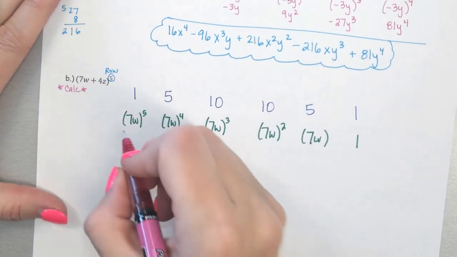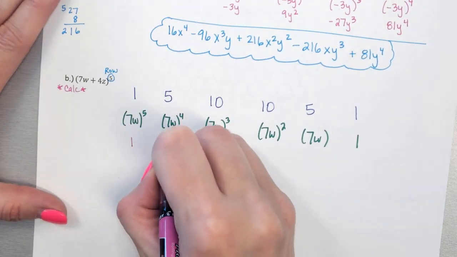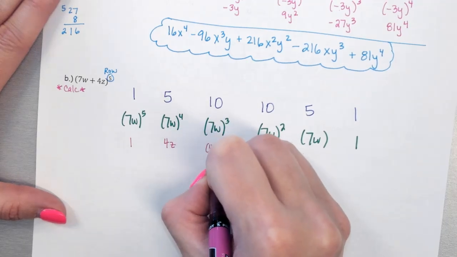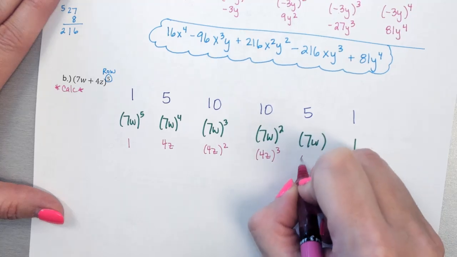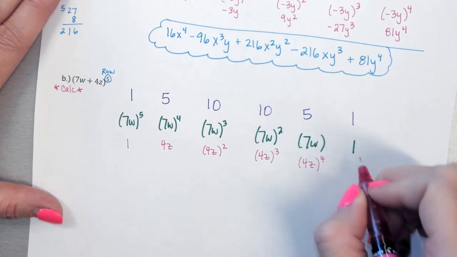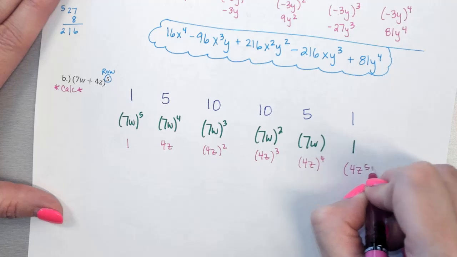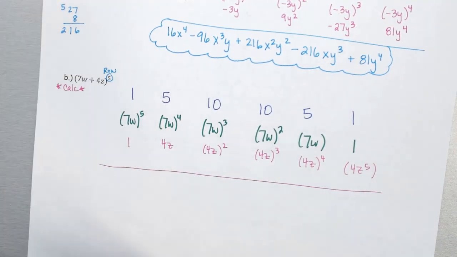Okay, and then you have 4z. So it's 1, 4z, 4z squared, 4z cubed, 4z to the 4th, 4z to the 5th.